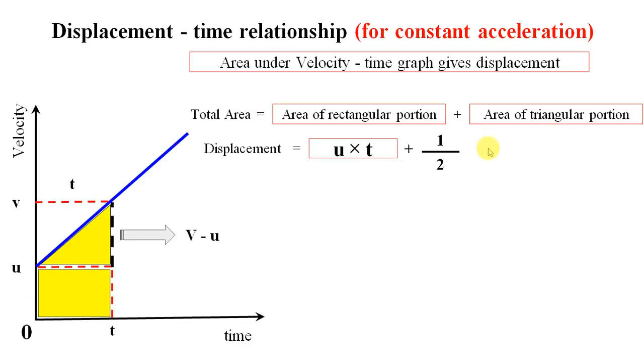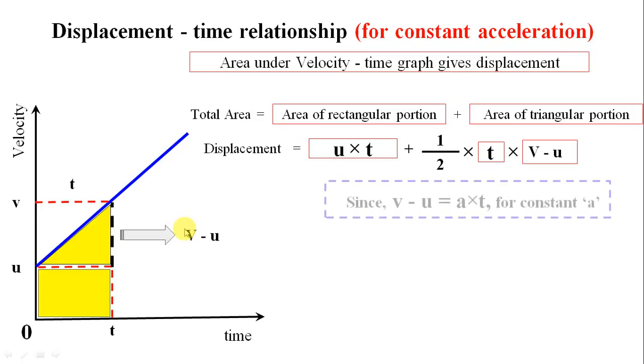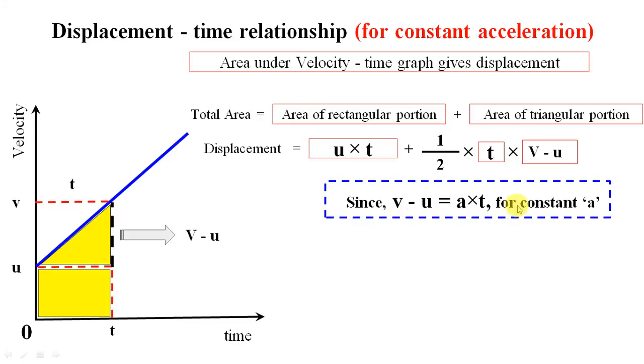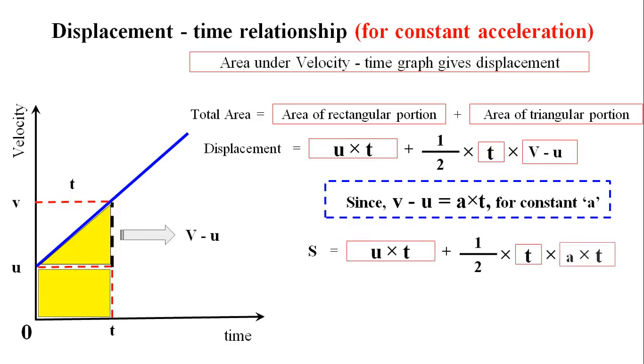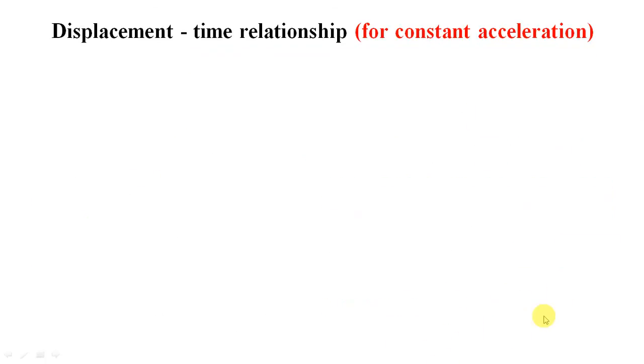plus area of the triangular region, half multiplied, since it is a right angled triangle, half multiplied by base, which is time t here, and height, which is given by v minus u. And by simplifying this using the relation v minus u is at, the very first relation, velocity time relation, that gives out to be displacement is equal to ut plus half a into t. So the final relation is s is equal to ut plus half a t square.